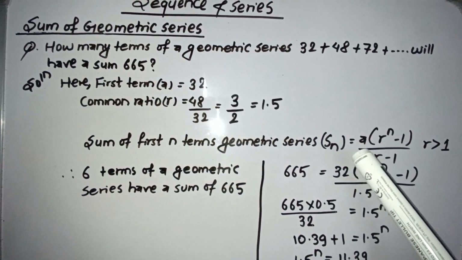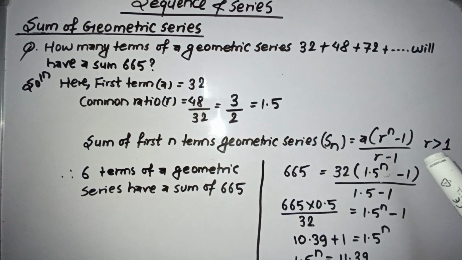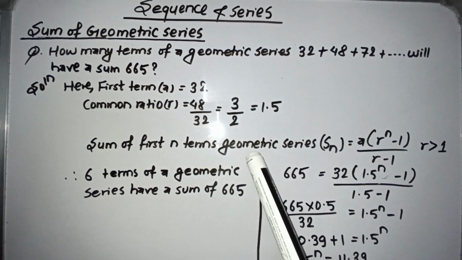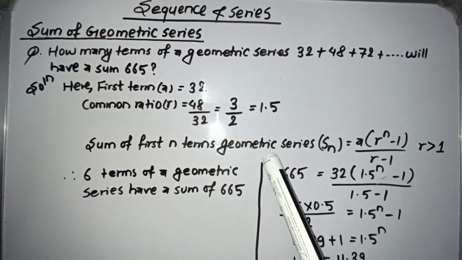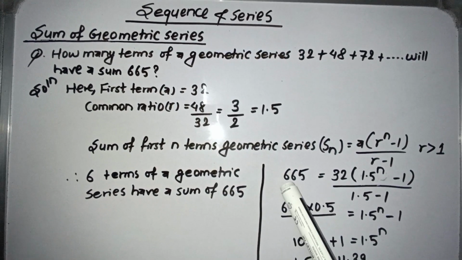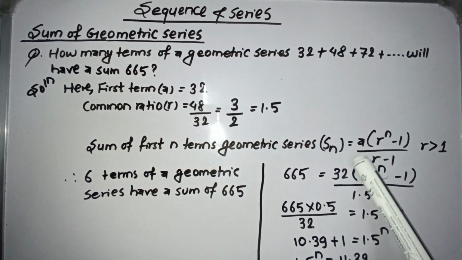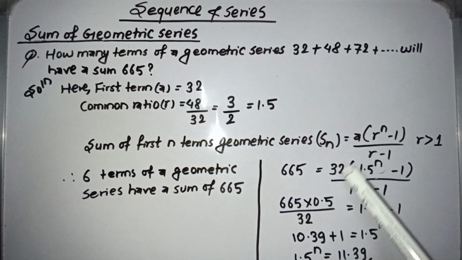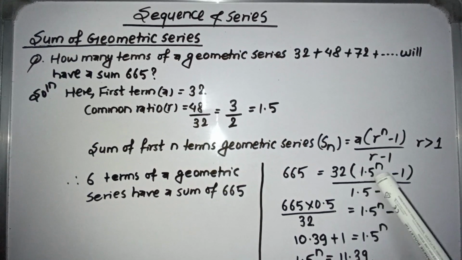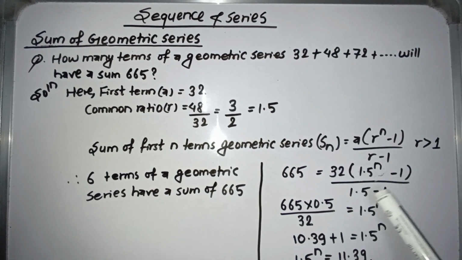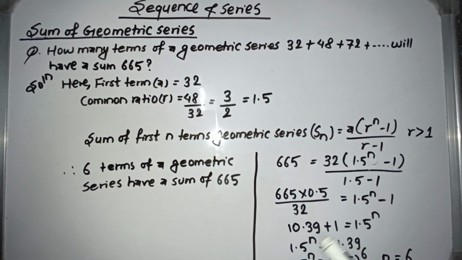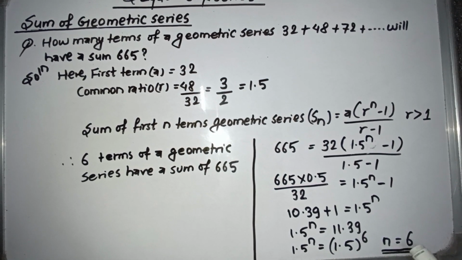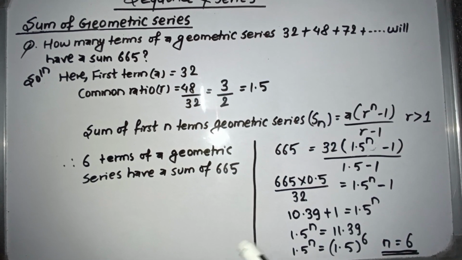We use this formula because our common ratio is greater than 1, that is r is greater than 1, and we have already been given the sum of the geometric series, that is 665. We substitute all the values, that is first term 32, ratio 1.5 to the power n minus 1, divided by 1.5 - 1. Solving this, we get n is equal to 6, which is our required answer.